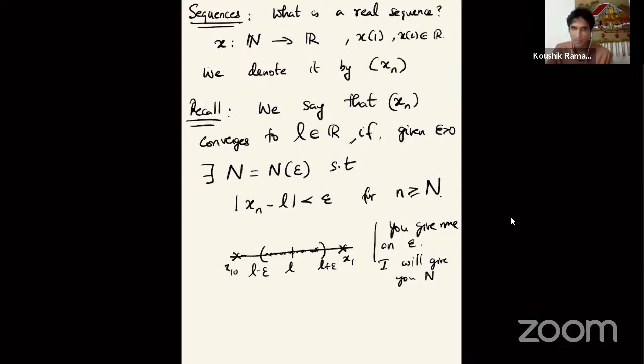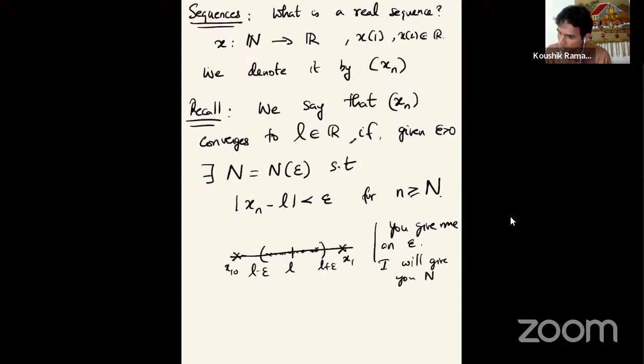Very often the ordering goes wrong: some people don't write "given an epsilon," they say "there exists an epsilon." It's not that. You give me any error epsilon, and I can find an N with the property that after this stage N, all the numbers are in the interval L minus epsilon to L plus epsilon.